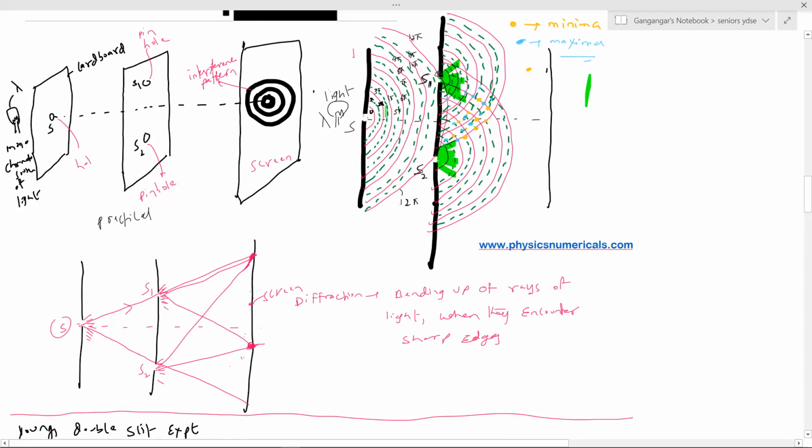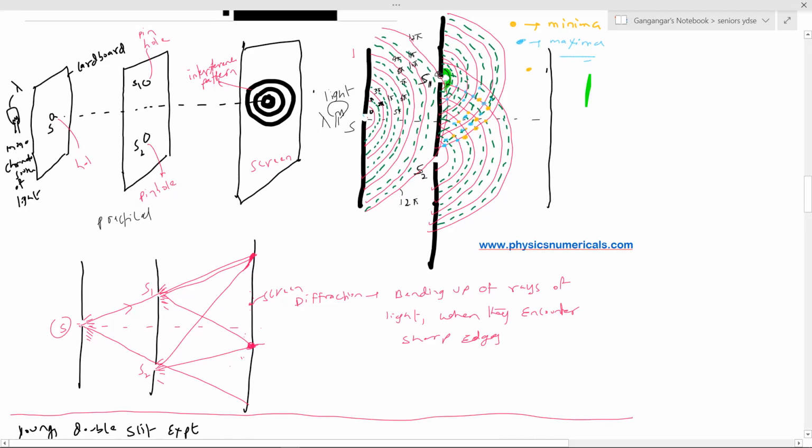So what is the phase angle? 0, pi, 2 pi, 3 pi, 4 pi, and so on up to 12 pi. Now S1, S2 are on a wavefront of phase angle 12 pi. So what is the phase difference between S1 and S2? It will be 0, and at any instant of time the phase difference will be 0. So S1, S2, are they coherent? Yes, they are coherent. Now S1, S2 will be coherent sources.